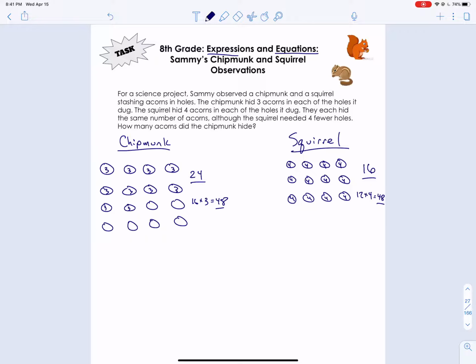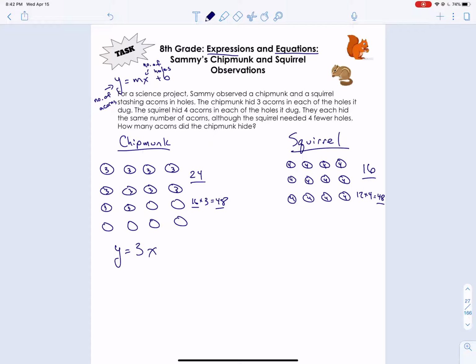So let's write an equation to represent both of these situations. So the chipmunk, I'm thinking kind of like a linear equation, just kind of basing it off of y equals mx plus b, where y is the answer that we're looking for, the number of acorns, and then x is the number of holes. Okay, so let's just kind of reason this through. So the chipmunk, we can figure out the solution by taking the number of acorns per hole, so that's our rate, so 3 times the number of holes, x. Okay, so the number of holes was 16. 16 times 3 is 48.